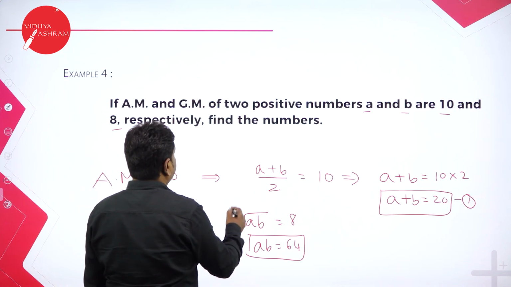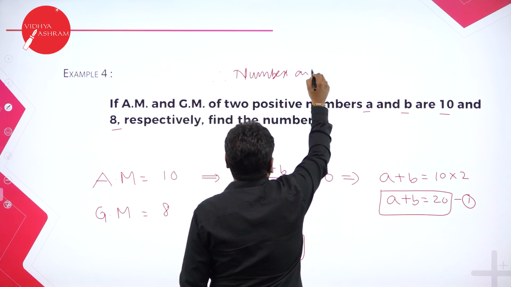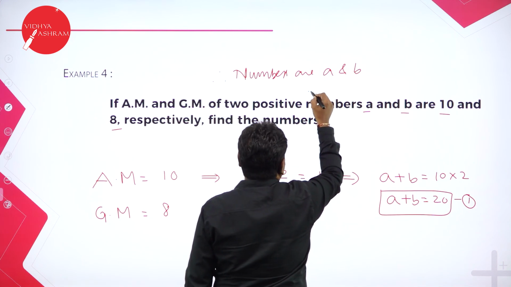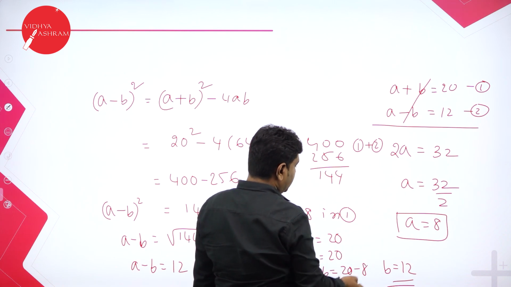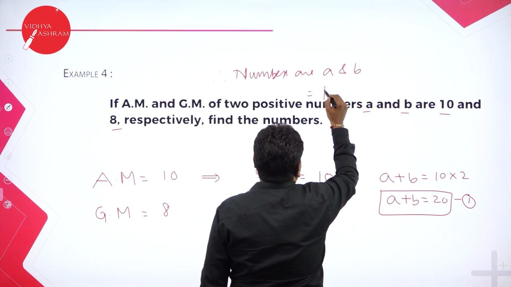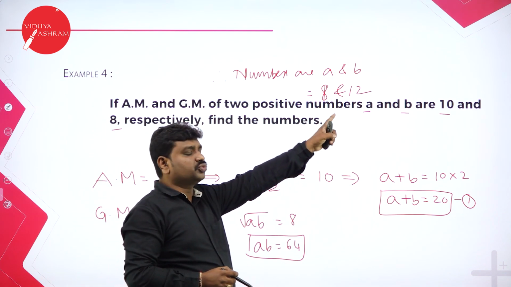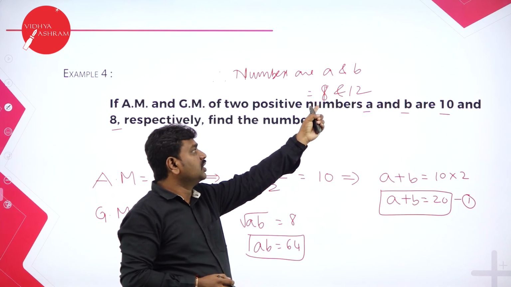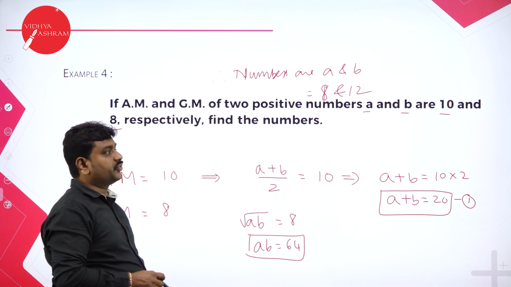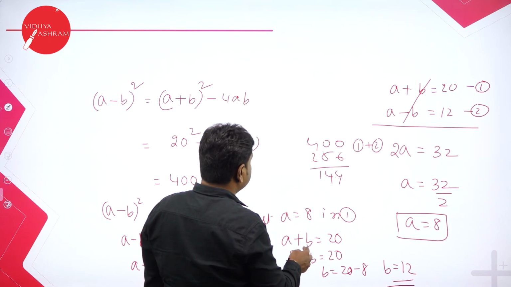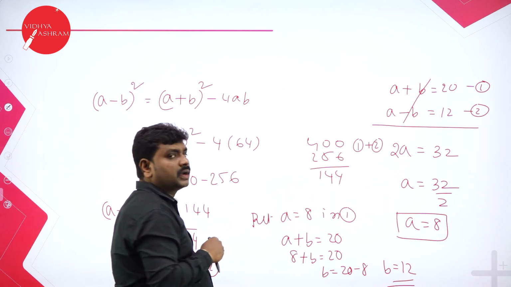So the numbers they want, we got the numbers. Therefore the numbers are A and B. We got the A value as well as the B value, A is 8, B is 12. 8 and 12 are the numbers. If you find arithmetic mean, (8 plus 12) by 2, 20 by 2, that is 10. Geometric mean, root of 12 into 8, that will be 8. I hope all of you got it. A plus B is 20, and 20 minus 8 gives you 12. Yes, I hope all of you got this.